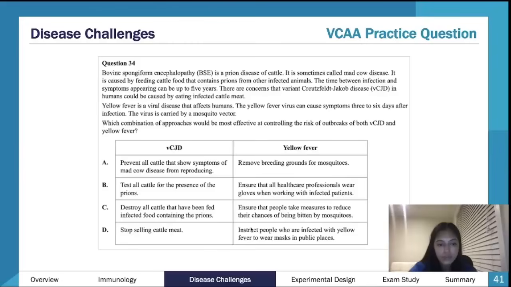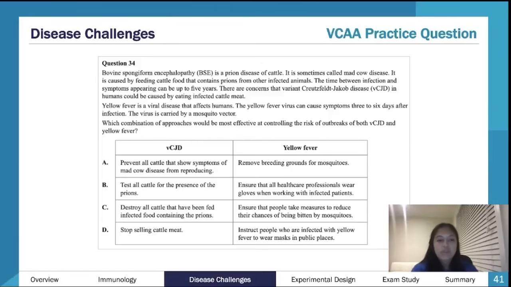So you're kind of down to A and C. You've got prevent all cattle that show symptoms of mad cow disease from reproducing, and destroy all cattle that have been fed infected food containing the prions. So again, we're thinking of A and C. They could both be quite helpful. So what this comes down to is what is the best answer. If you read A or C by itself, you may be inclined to choose them, which is why it's important to read all of the answers so that you can get the best option.